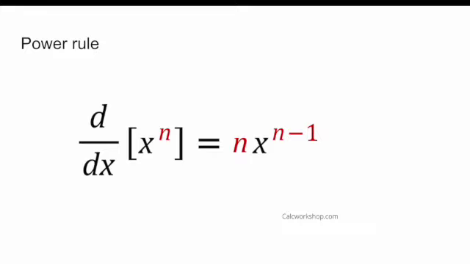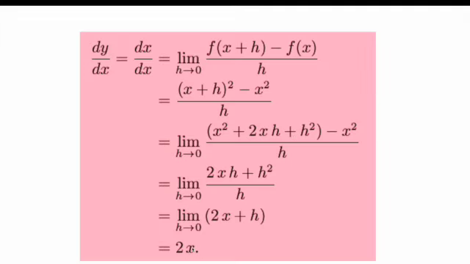So we just have to bring down that number and take away 1 from the power. If we have x to the 67, for example, that would be 67x to the 67 minus 1, which is 67x to the 66. If we have x squared like we did earlier, we bring down the 2, so that's 2x to the power of 2 minus 1, which is 2x to the 1, which is the same as 2x. That's why we got 2x here using the limit approach as well.